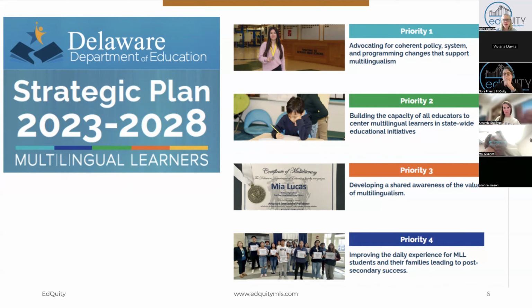One of them is the Delaware Department of Ed Strategic Plan for Multilingual Learners, Priority 2, Centering Multilingual Learners and Statewide Educational Initiatives. It links to our presentation today, because we'll be talking about high quality curriculum materials, and I know that that's been a great initiative in Delaware. And we'll also be touching on multilingualism as an asset and how to bring that into the science classroom.